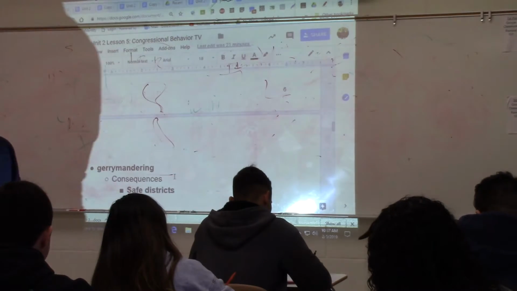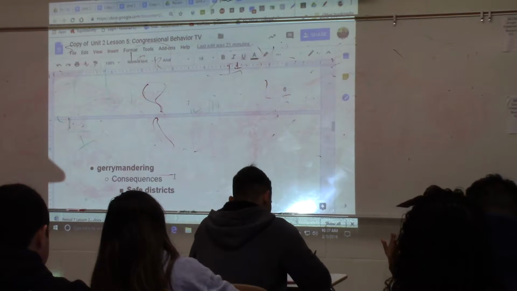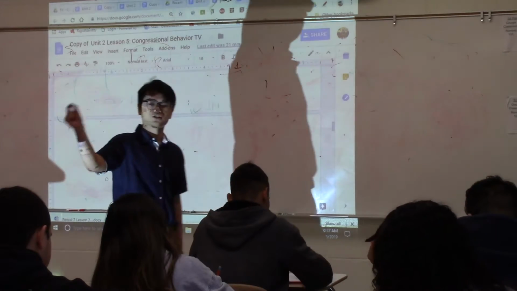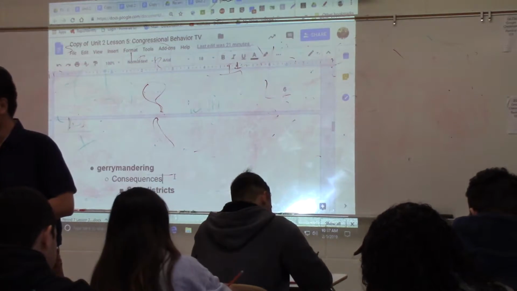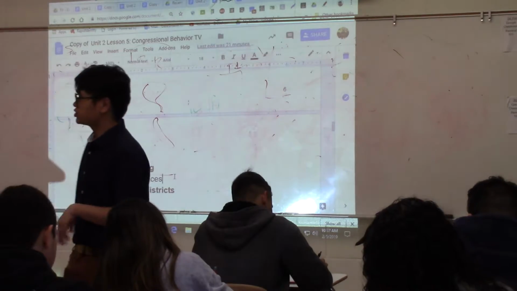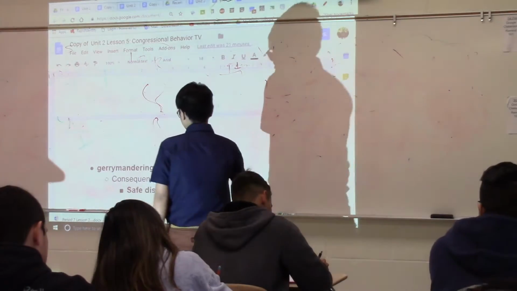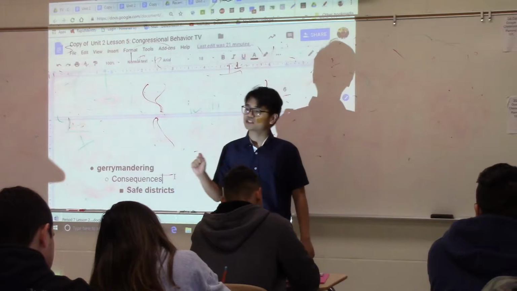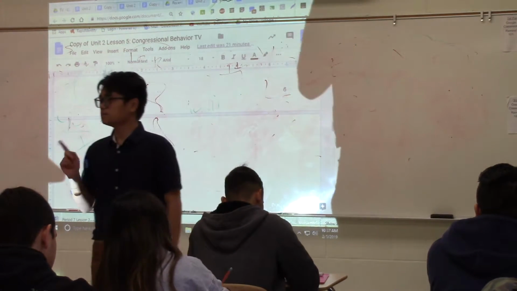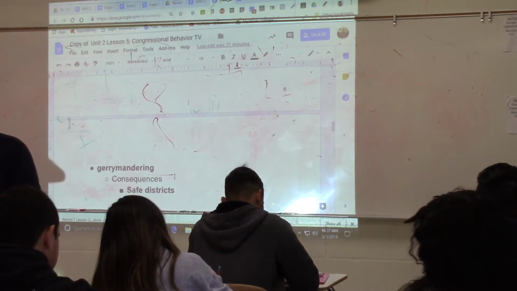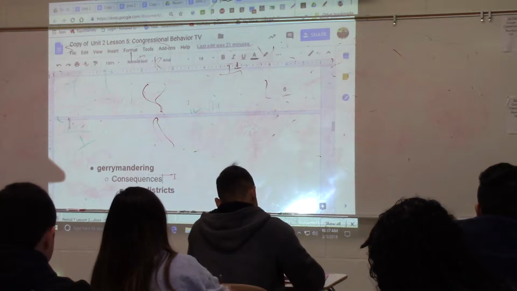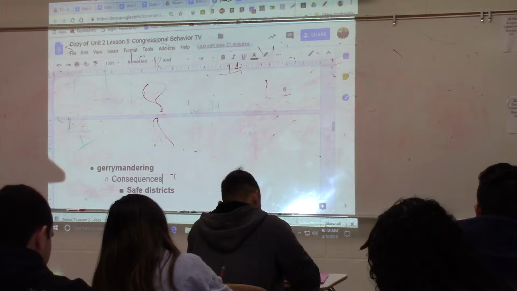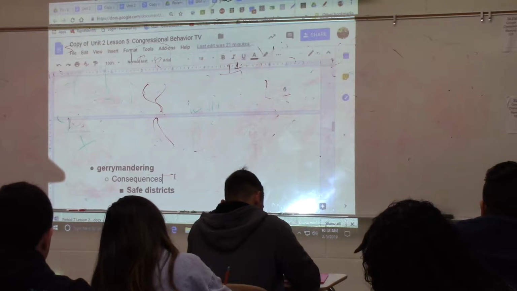Gerrymandering is a perverted form of redistricting. Remember, redistricting is the drawing of district lines. These lines can be drawn in a way that would give your party an advantage during an election. So gerrymandering is the drawing of district lines to give one party an advantage during elections.